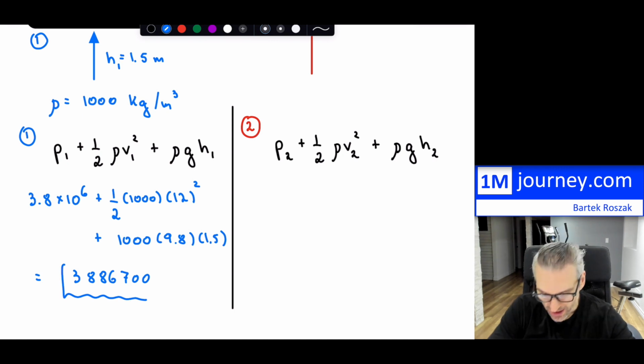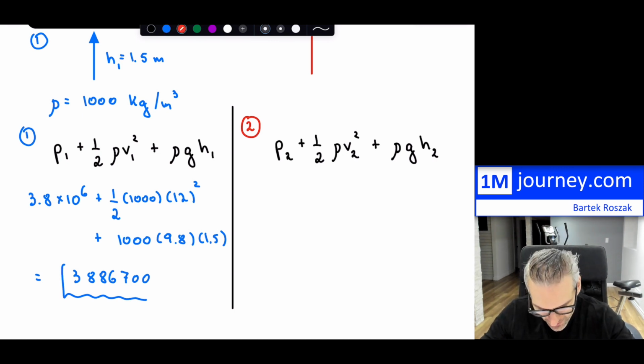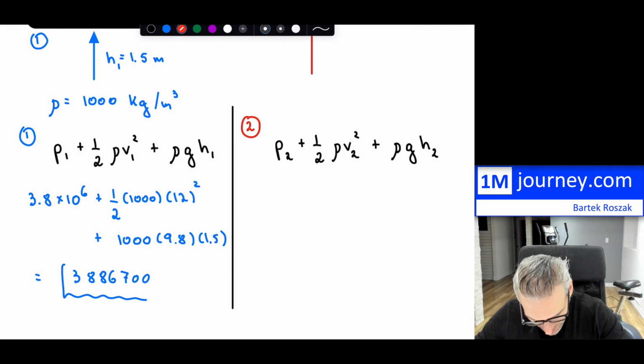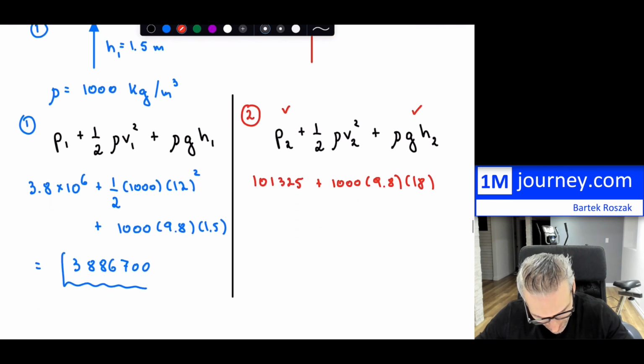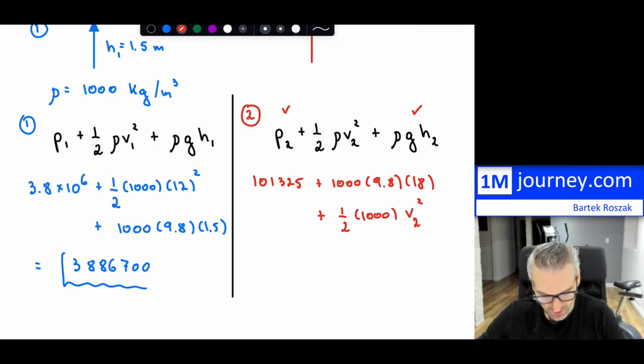Now, the right-hand side, so what I will have is, I do have the pressure, right? So this is 101,325. So I have the pressure. Now, I also have this. I'm going to put that in here because it's known, 9.8, and then the height was 18. So really the only thing that I don't have is the speed. So everything else I do have. So this is going to be v2 squared, which is that speed we're looking for.